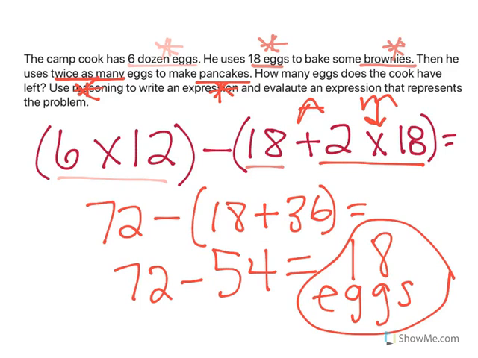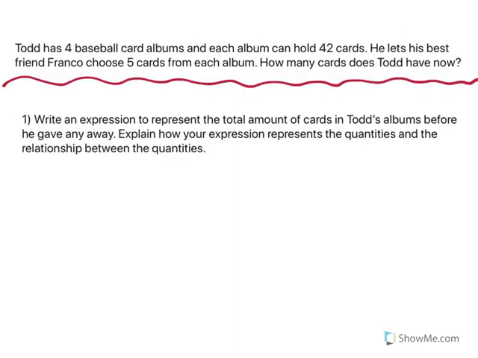All right, so let's move on to our next example. This information above the line up here, we're going to be using for the next 3 questions, okay? So Todd has 4 baseball card albums, and each album can hold 42 cards. He lets his best friend Franco choose 5 cards from each album. That's important to remember. How many cards does Todd have now?